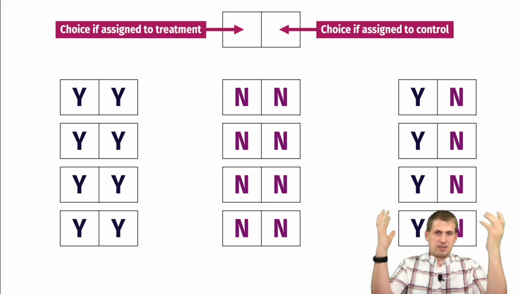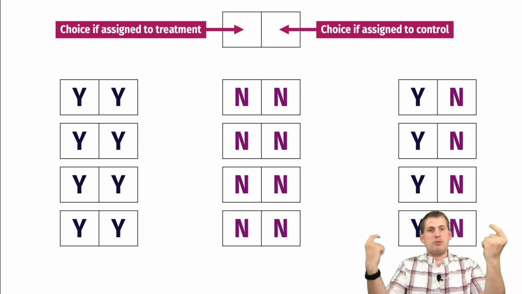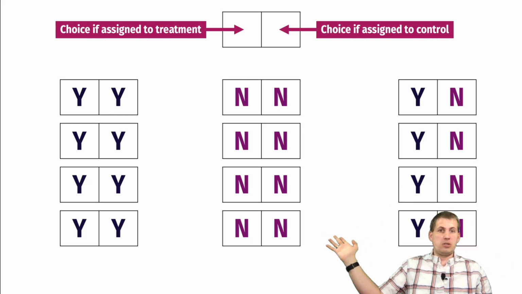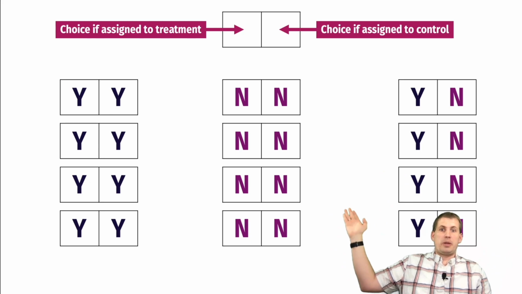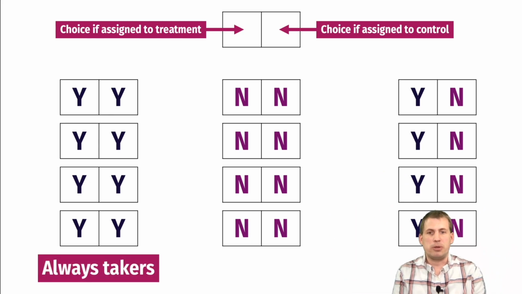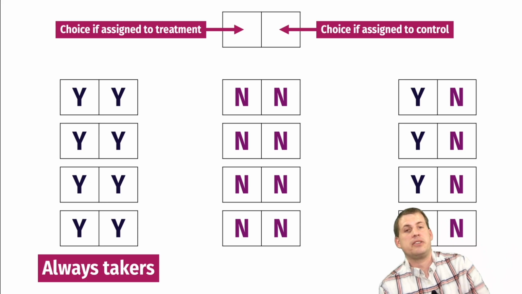And because this is all hypothetical data, these are what would happen if we had a time machine. We could see that first column. If they were assigned to treatment, they would do it. If they were assigned to control, they would do it. And so it's Y and Y. And so that first group of people, those are always takers. They will always do the treatment regardless of how they're assigned.